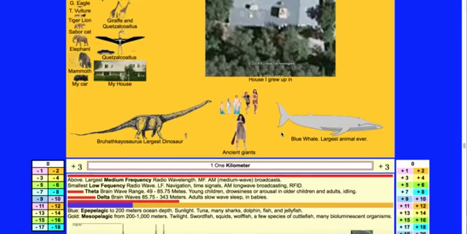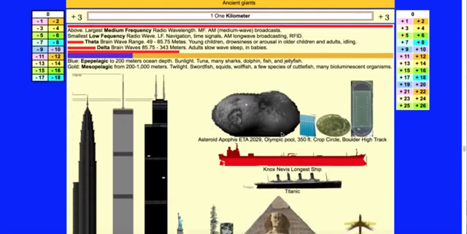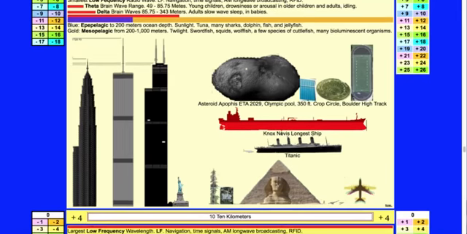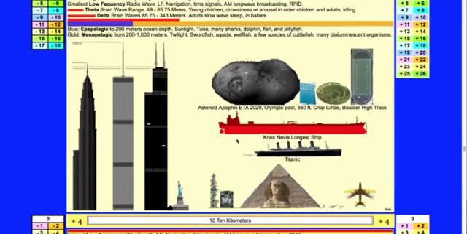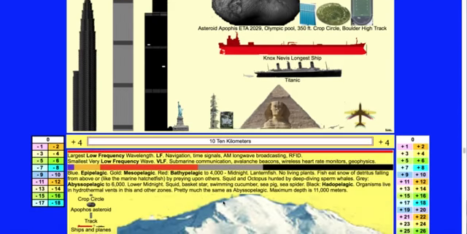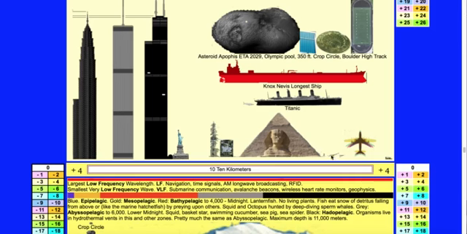Plus 3. 1 kilometer across. There's an asteroid supposed to hit in 2029. And so this is like buildings. Biggest tree, the redwood. So all the big plains. Here's the biggest dinosaur walking next to the pyramid.